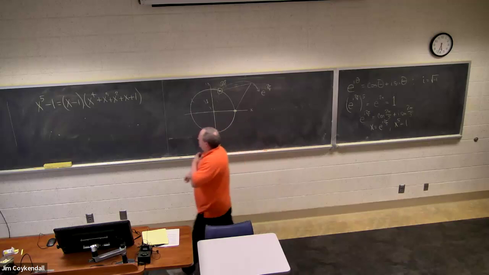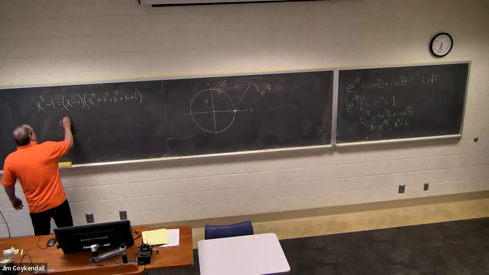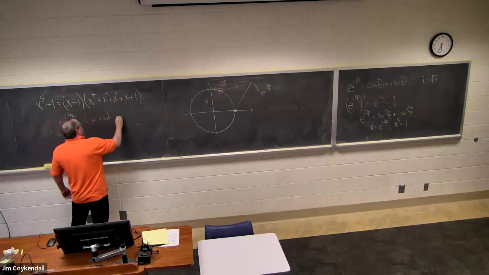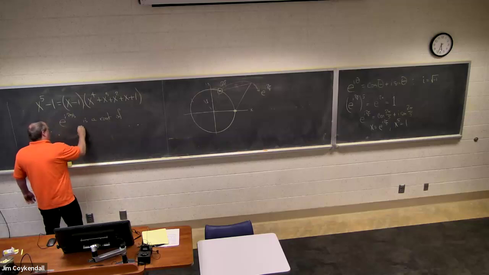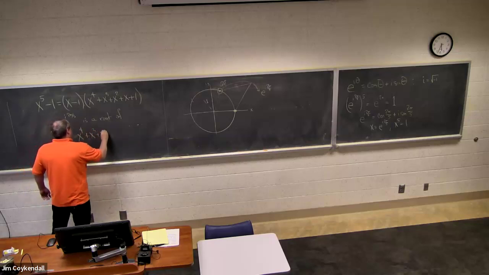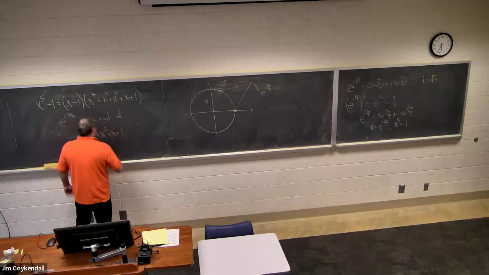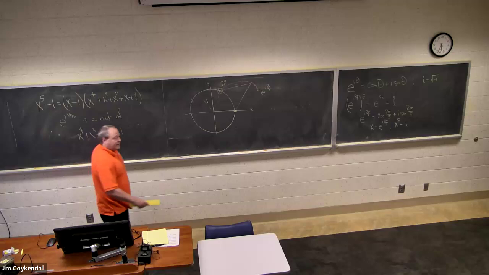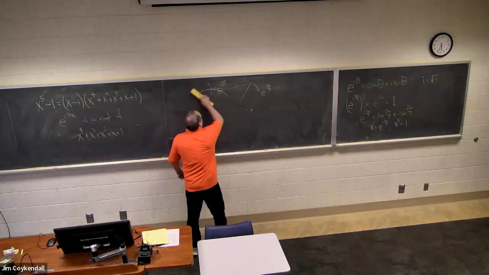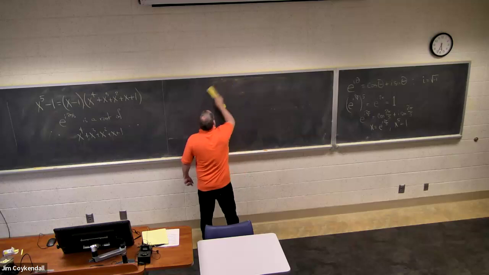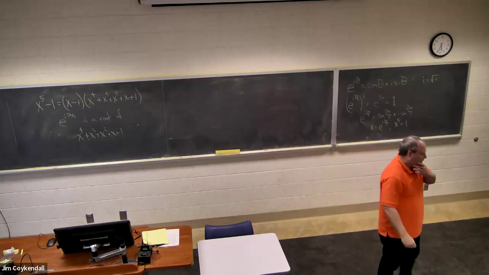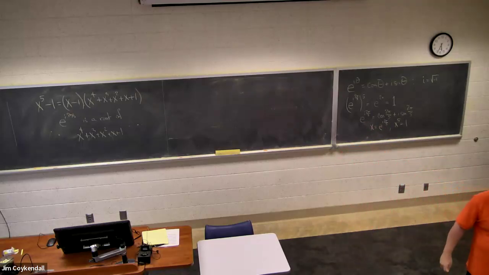So e to the i 2 pi over 5 is a root of x to the 4th plus x cubed plus x squared plus x plus 1. But, oops, that's a 4th degree polynomial. There is a quartic formula that we could employ, but I'd rather eat dirt, because it's awful. There's a simpler way to solve this.